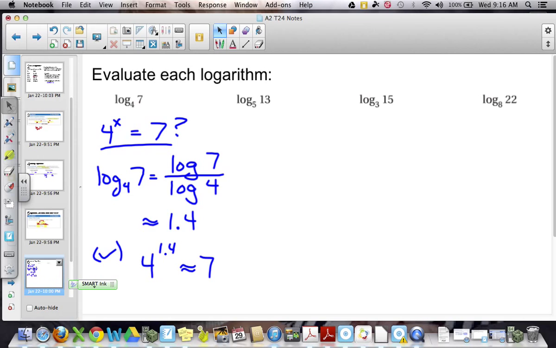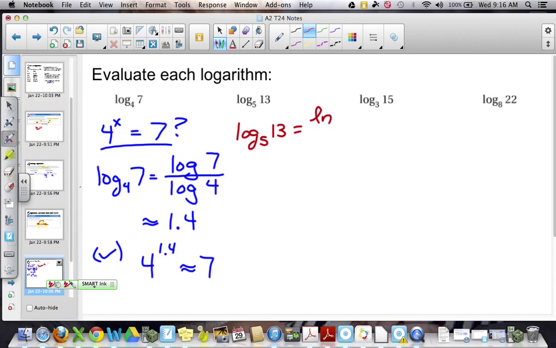All right, let's try the next one. If you are following along at home, why don't you pause the video and try the second one, and then restart it when you're ready. All right, so log base 5 of 13. Again, we can choose the base we want to use. We used common log last time. Let's try natural log this time. So we do the natural log of 13 divided by the natural log of 5.